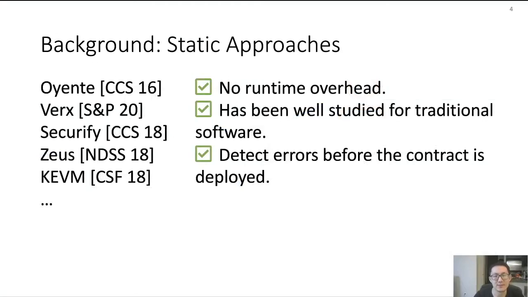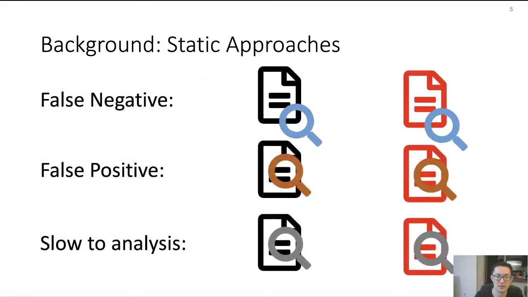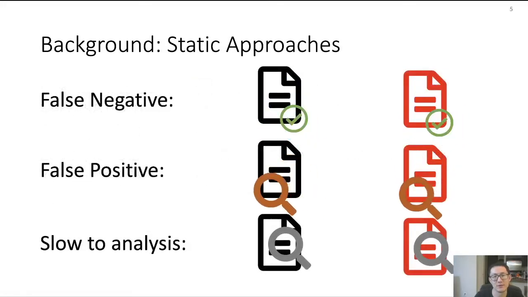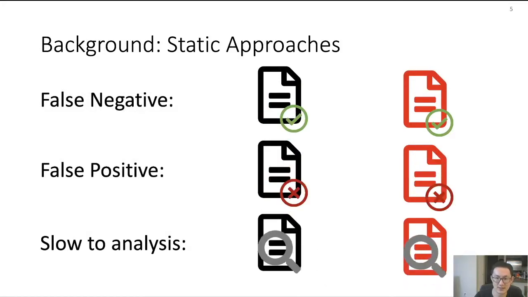Static analysis has been widely adopted to find bugs and errors for traditional software because it introduces zero runtime overhead. It is natural for researchers and developers to use static analysis to detect bugs and errors for smart contracts. But static approaches may report false negatives, false positives, or even never return a result.